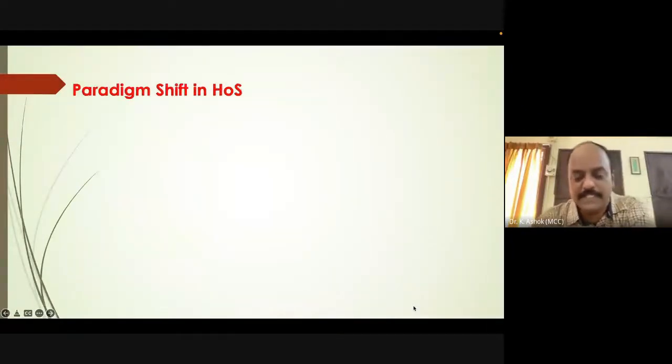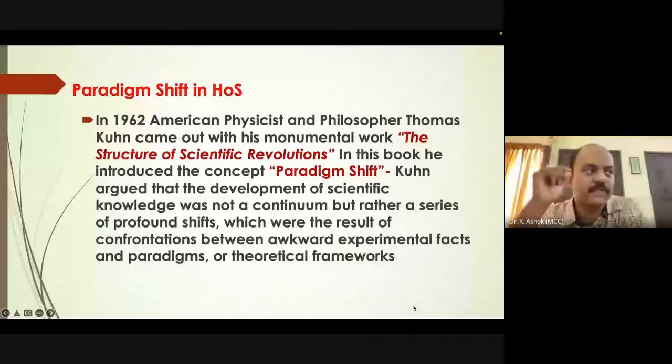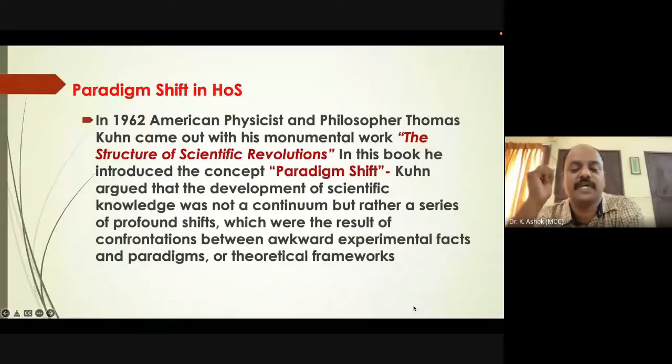So, this idea was used for a long time, but in the year 1962, there came up a book by the famous American physicist and philosopher Thomas Kuhn. So Thomas Kuhn, in his monumental work, The Structure of Scientific Revolutions, introduced a concept. Now we are using a word called paradigm shift. This term, paradigm shift, was first coined and used by Thomas Kuhn in his book, The Structure of Scientific Revolutions.